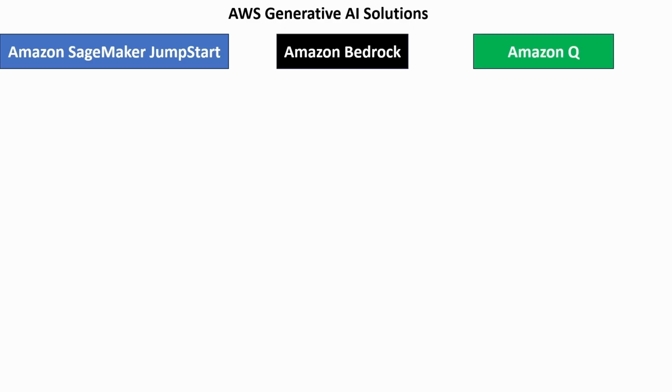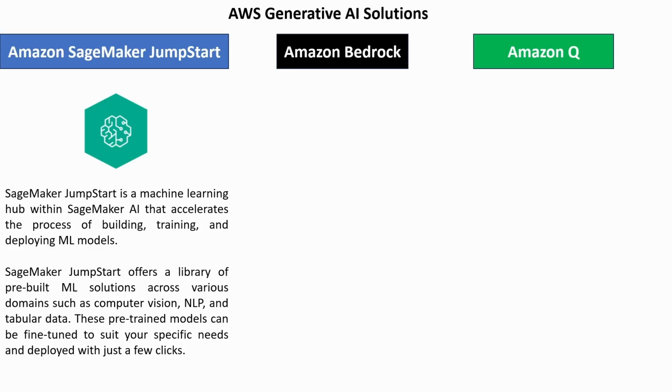SageMaker JumpStart is like a hub where you can grab a foundation model and fine-tune it with your own data in a few clicks. SageMaker JumpStart is a machine learning hub within SageMaker AI that accelerates the process of building, training, and deploying ML models. It offers a library of pre-built ML solutions across various domains such as computer vision, NLP, and tabular data. These pre-trained models can be fine-tuned to suit your specific needs and deployed with just a few clicks.